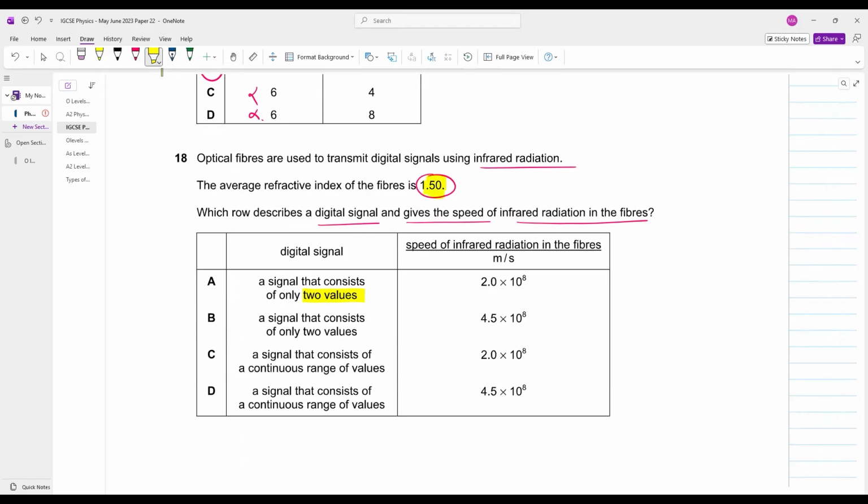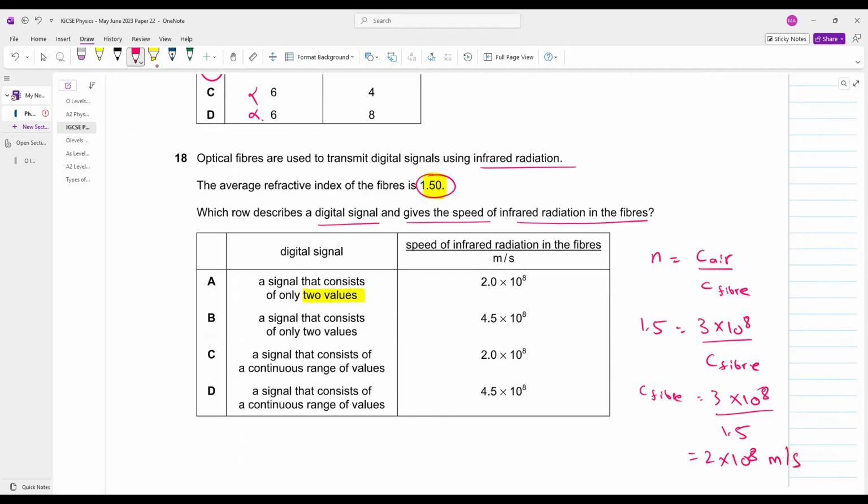The refractive index of the fiber is 1.5. Okay, do you remember the formula of refractive index? The speed of light in air divided by the speed of light in any material, let's say fiber in this case. Refractive index is 1.5. What is the speed of light in air? 3 into 10 to the power of 8 divided by the speed of light in fiber. Can you calculate the speed of light in fiber? Yes, 3 into 10 to the power of 8 divided by 1.5. The answer comes out to be 2 into 10 raised to the power of 8 meters per second. A is your answer to question 18.